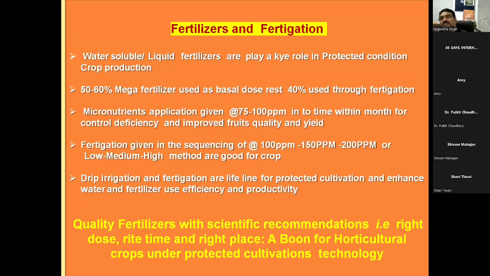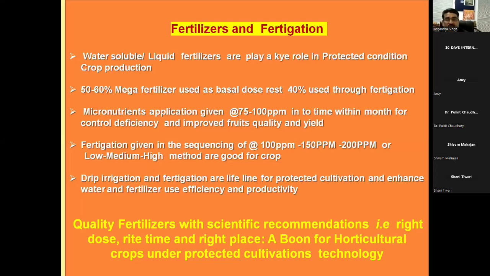Fertilizer and fertigation are the beauty, the lifeline and the backbone of protected cultivation. You can see here that water soluble or liquid fertilizers play a key role in protected crop production. 50 to 60% of macro fertilizer is used as a basal dose, and the remaining 40% is applied through the fertigation system. Micronutrients at 7500 ppm are applied within a month to control deficiency and improve fruit quality and yield under polyhouse vegetables.